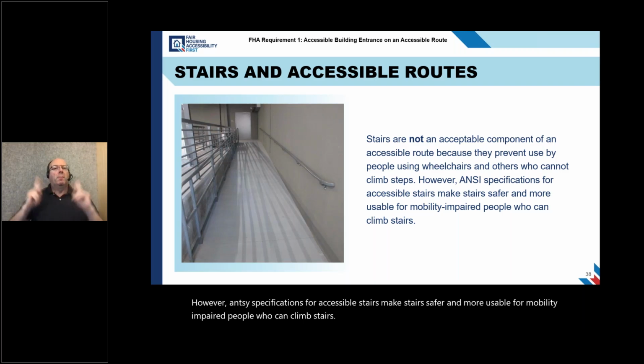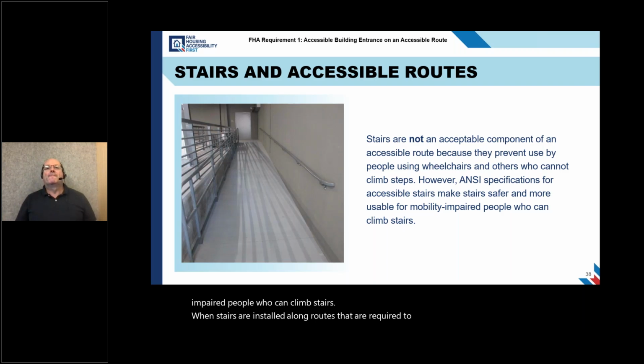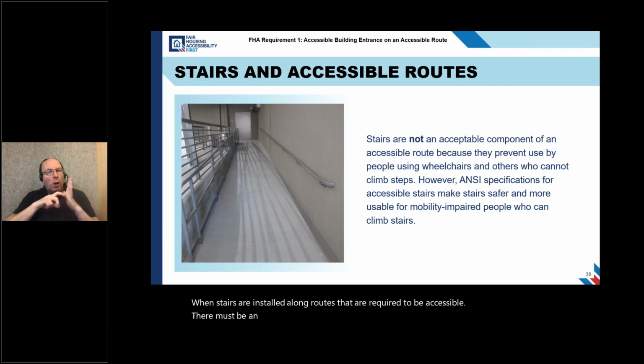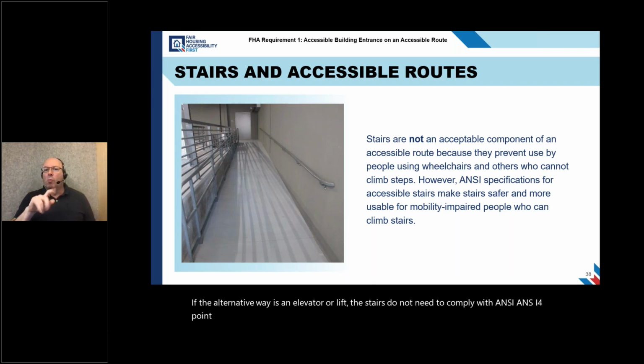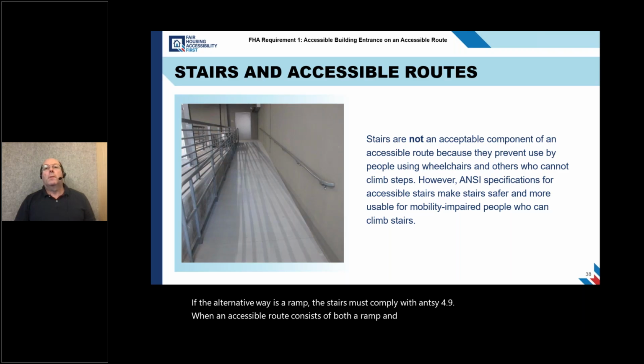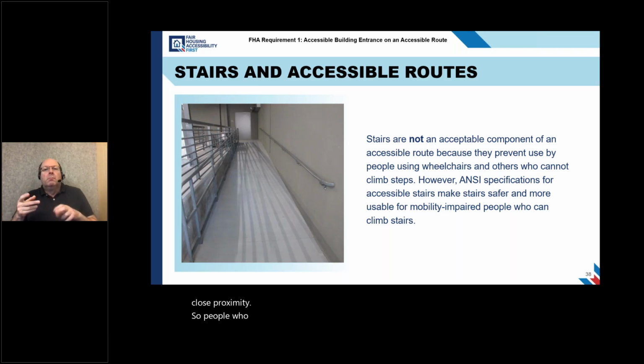When stairs are installed along routes that are required to be accessible, there must be an alternate way to get between levels. If the alternative way is an elevator or lift, the stairs do not need to comply with ANSI 4.9. If the alternative way is a ramp, the stairs must comply with ANSI 4.9. When an accessible route consists of both a ramp and stairs, it is best that they are located in close proximity, so people who can use only one of the two, such as the ramp, need not travel an unreasonable additional distance.